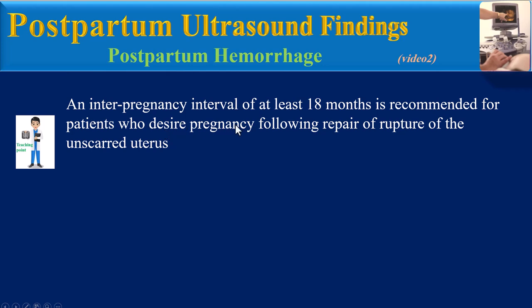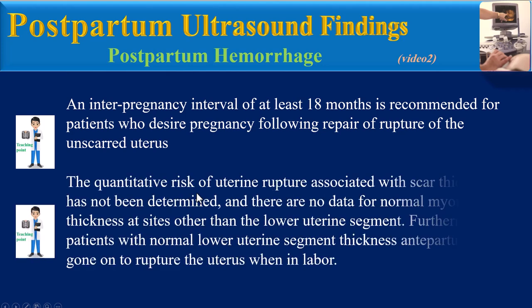An inter-pregnancy interval of at least 18 months is recommended for patients who desire pregnancy following repair of rupture of the unscarred uterus. The quantitative risk of uterine rupture associated with scar thickness has not been determined, and there are no data for normal myometrial thickness at sites other than the lower uterine segment. Furthermore, patients with normal lower uterine segment thickness antepartum have gone on to rupture the uterus when in labor.